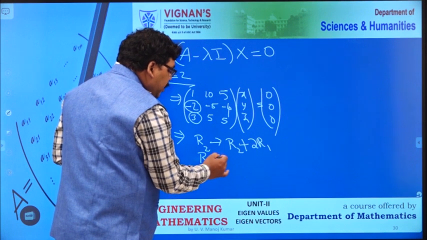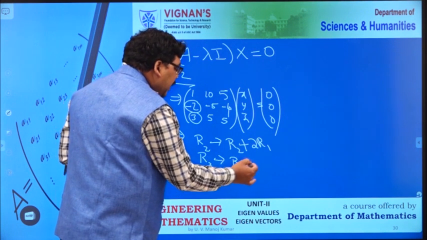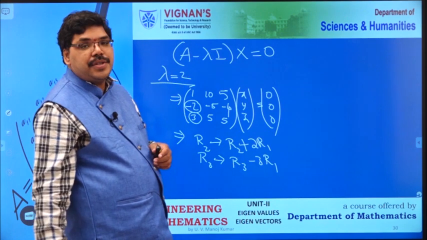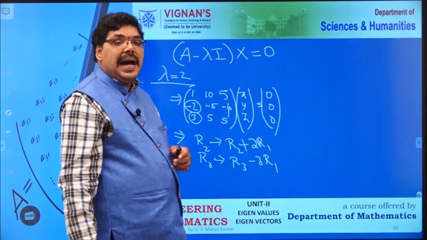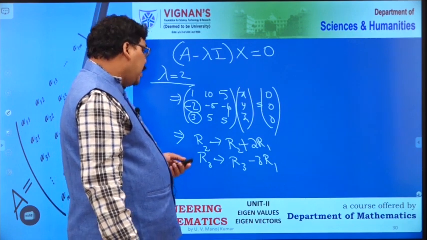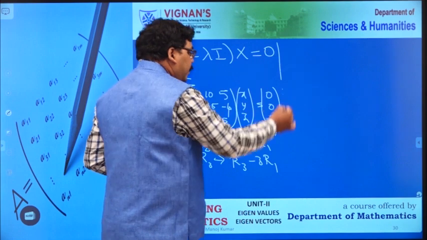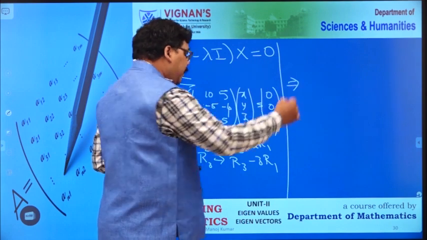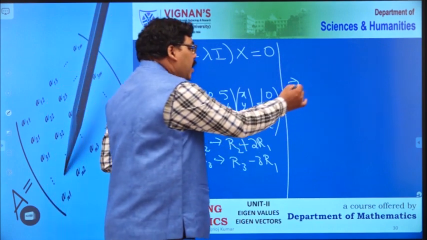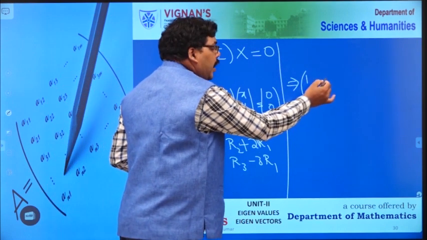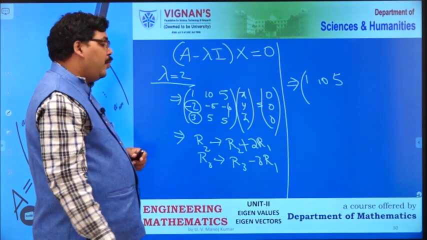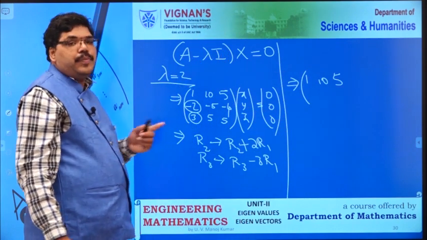R3 changes into R3 minus 3R1. So R2 changes into R2 plus 2R1. R3 changes into R3 minus 3R1. When you apply these row operations, you will get this matrix reduced into, so we are not changing the first row, 1, 10, 5. The first row will be the same. See the second row, minus 2, minus 5, minus 4.